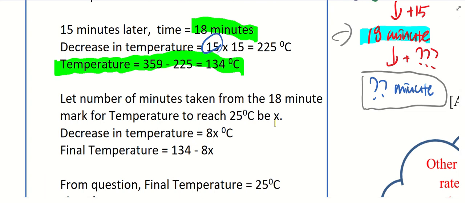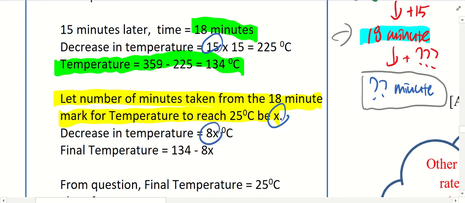So no choice over here. I have to use algebra because I don't know how much time has passed. So let the number of minutes taken from the 18-minute mark, from 18 minutes and beyond, for the temperature to drop to 25 degrees Celsius, be x. So this is a very long definition for what x is. From 18 minutes onwards, after x number of minutes, what is the drop in temperature? Well, it's simply 8 times x, which is 8x degrees Celsius.